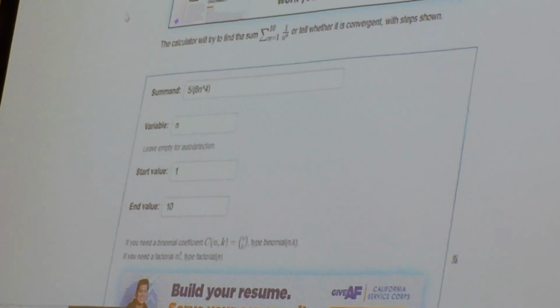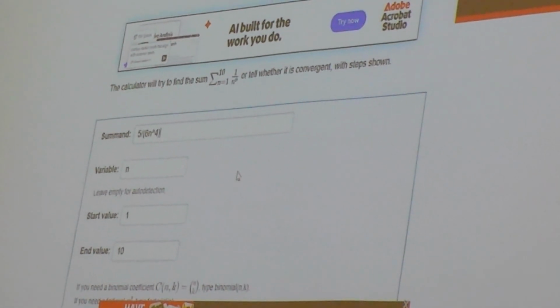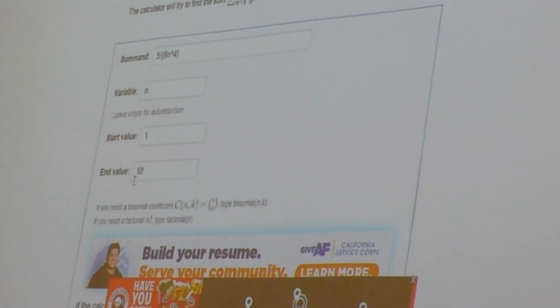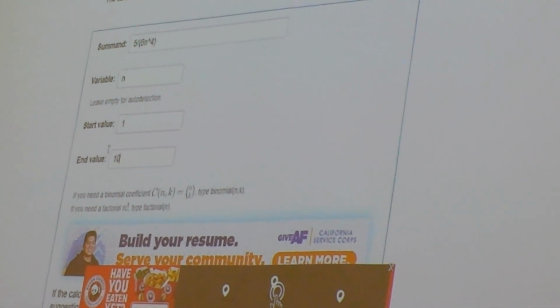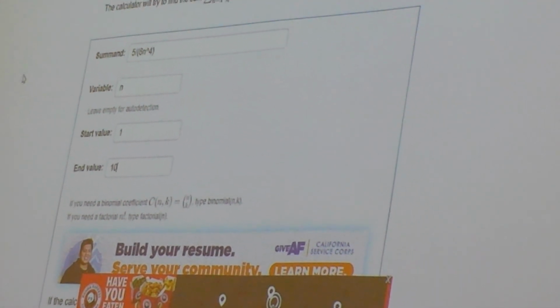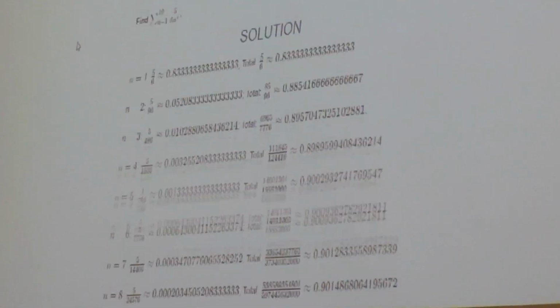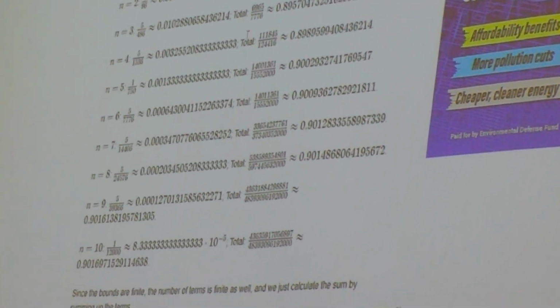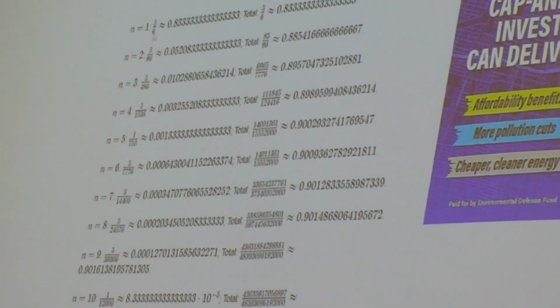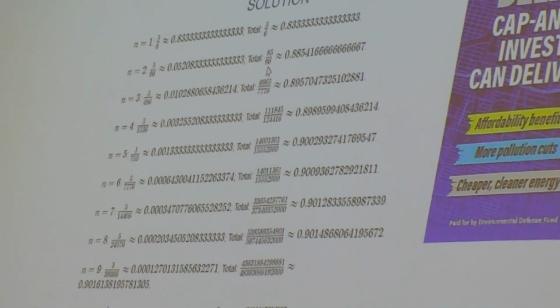And then, I thought they put it here somewhere for us, apparently not. Variable n, start value 1. We're going to go with the first 10 terms. You can put any number here. I don't know if it eventually errors out or whatever. And then go down here and click calculate. Here it gives us each one, the fraction value for each one, and then the totals. So if you get a common denominator and add those, you get this, and so on.